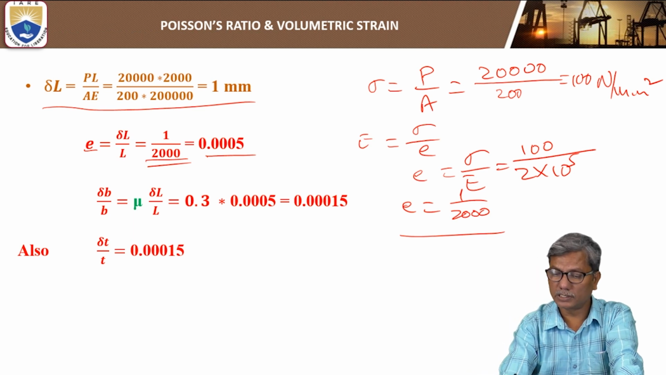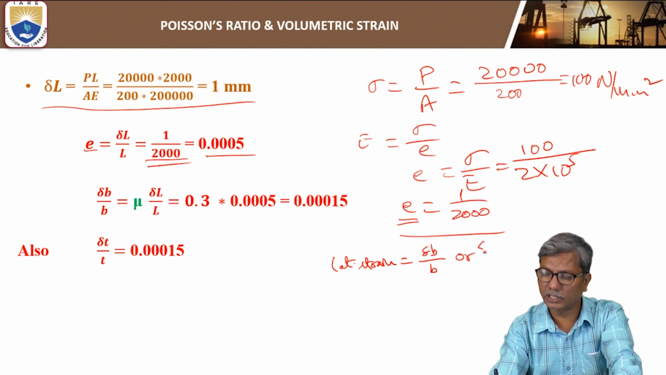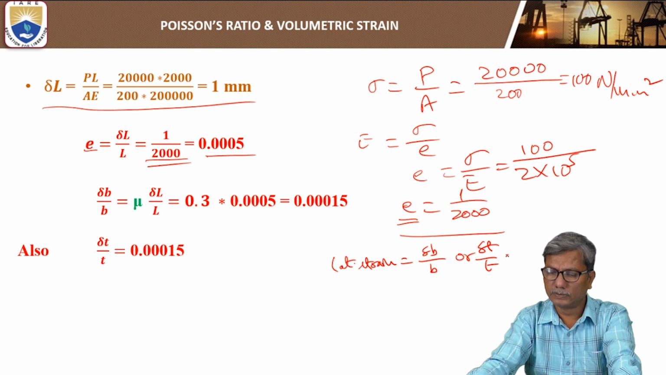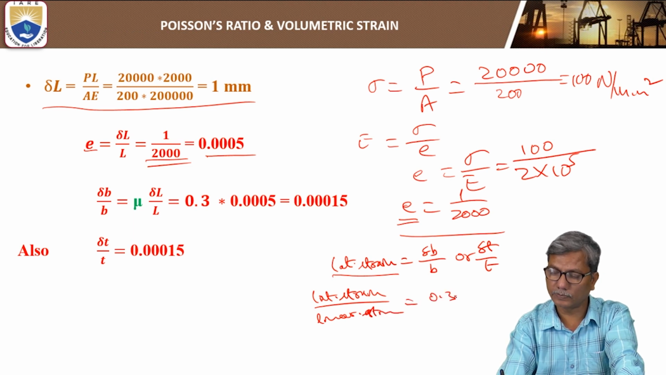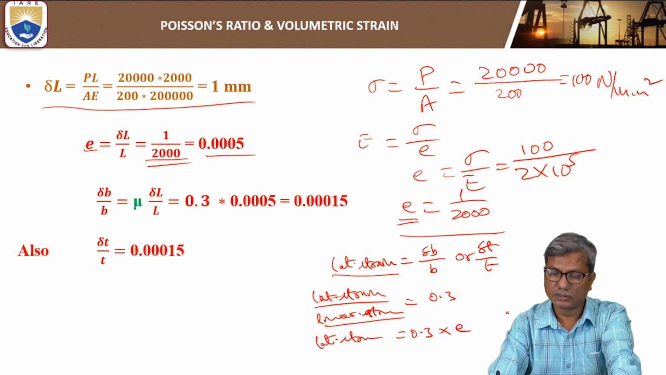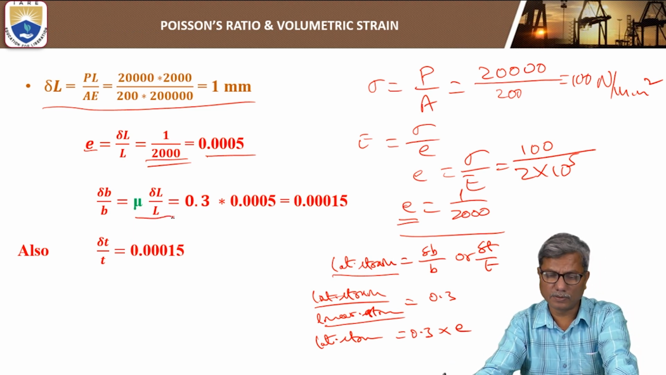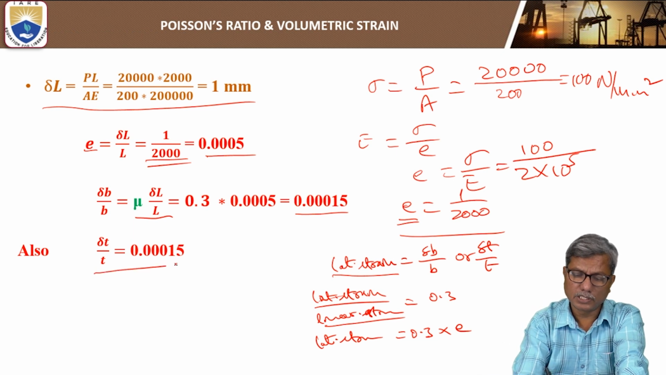Now the lateral strain. This is the linear strain. Lateral strain means maybe delta B by B or delta T by T. The Poisson's ratio is defined as lateral strain by linear strain, given as 0.3. So what will be the lateral strain now? Lateral strain is 0.3 times linear strain. That is 0.3 times delta L by L, which is 0.00015. Similarly, delta T by T is also the same, 0.00015.